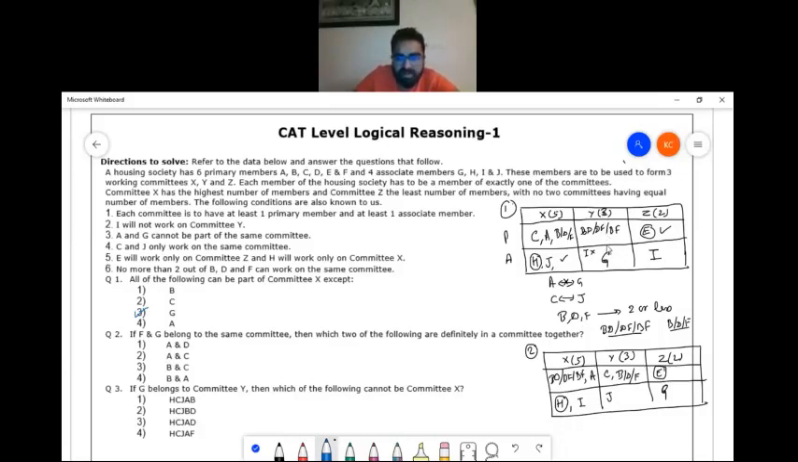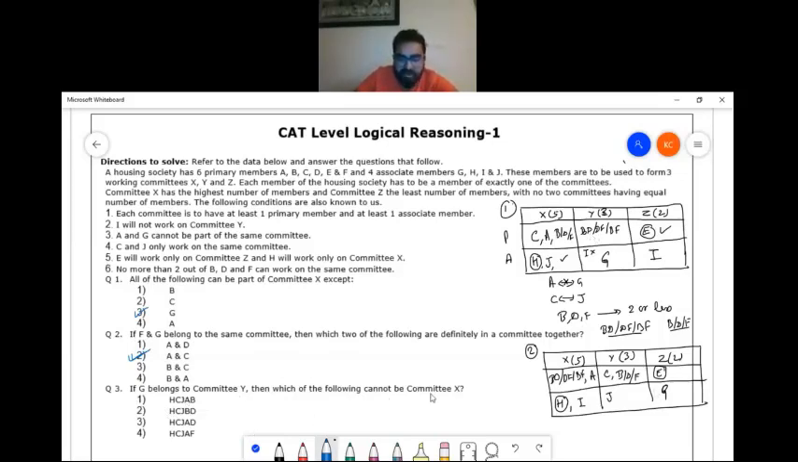Which of the following are definitely in a committee together? So F and G's are here. So we have to see case number one. A is with D, not necessary. A with C, yes, A with C definitely true. Because F and G are here, then A and C are together. Okay. G belong to Y. This is again case number one.